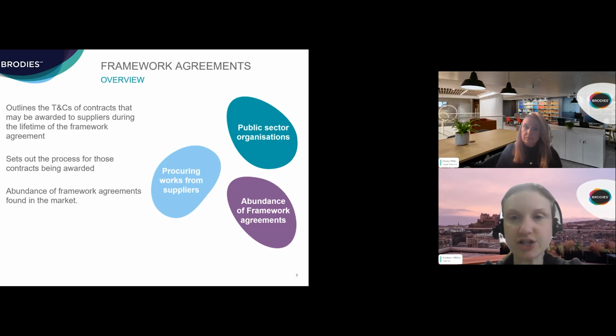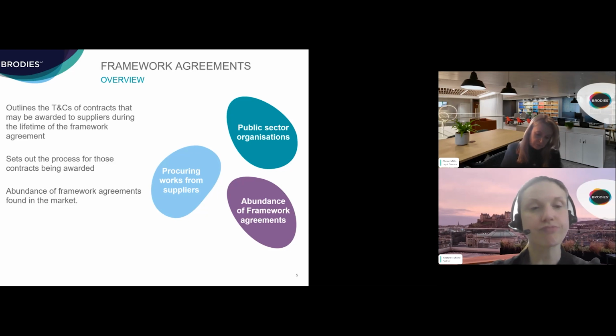There are an abundance of framework agreements to be found in the market at the moment. From a very quick Google search, if I was a public sector client, I could potentially have access to at least 5 or 6 frameworks for construction works and consultant services across various lots. And that number doesn't include the large frameworks that are in place for specific sectors. Some of these frameworks are actually also accessible to private organisations.